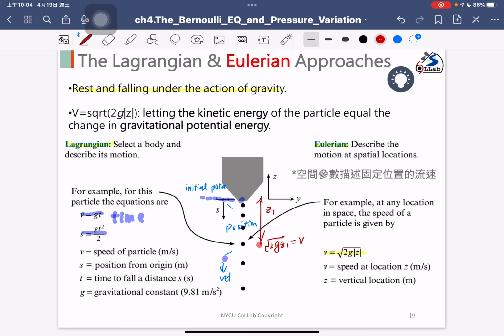Okay? So sometimes the Lagrange is like a tracer: I pick out one person and I watch that person. When the person is moving at different times, I still watch him. But in the Eulerian, we don't know where the person is. We just pick out one point and I can predict the person's velocity. So the idea is different.